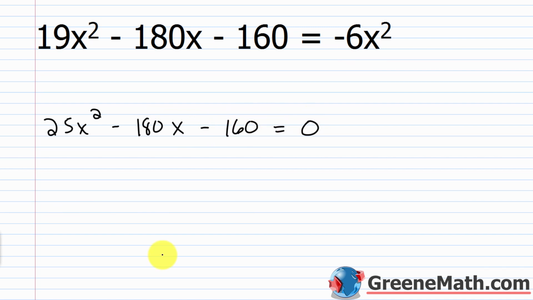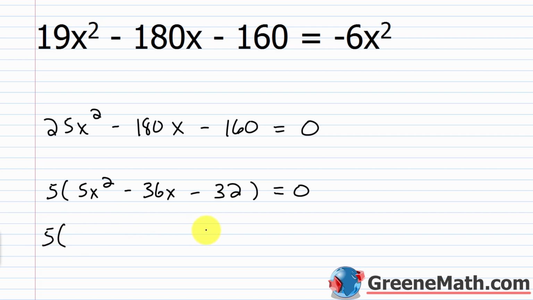I notice right away that everything's divisible by 5. So let's pull that out. And I'll have 5 times the quantity 5x squared minus 36x minus 32, and this is equal to 0. And now I want to factor what's inside. So let's go ahead and factor this.